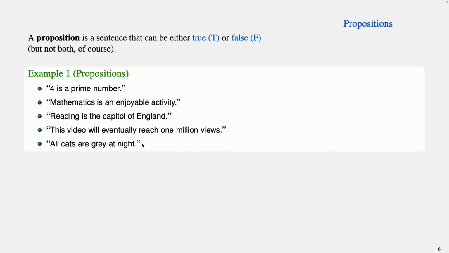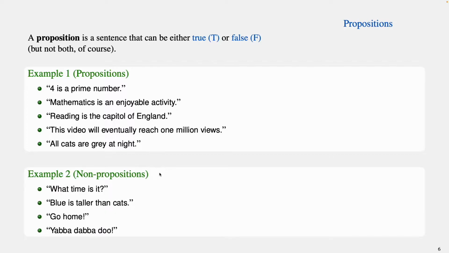Also, we should note that slightly different sentences can convey the same statement. For example, this one here, all cats are grey at night. I could phrase it as, if it is night, then all cats are grey, which means exactly the same thing. And since we're here concerned only with the truth value of statements and of propositions and not with linguistic properties, we treat these as one and the same proposition.